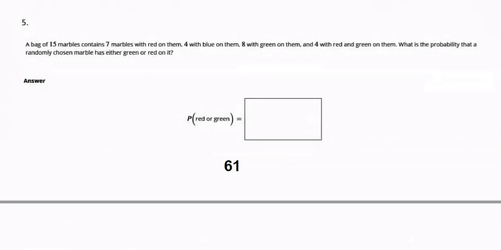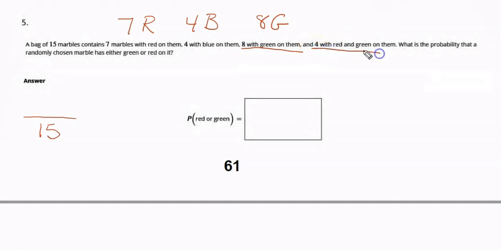Now, this one's a little tricky, so we'll read it together. You have 15 marbles, so our sample space is 15. Now, there are 7 marbles with red on it, so 7 red. 4 with blue. 8 with green. And here's sort of the interesting part. There are 4 with red and green on them. So pause and see what you can come up with, and then we'll go over it.